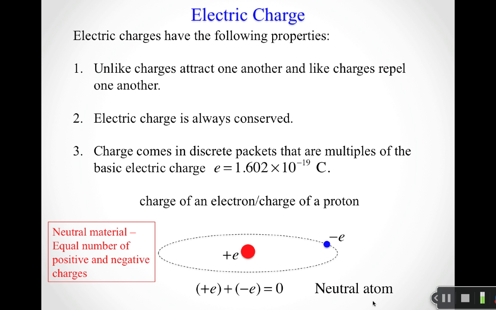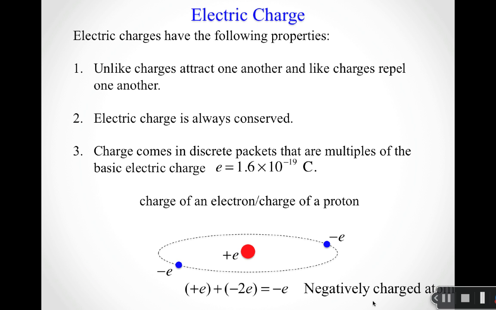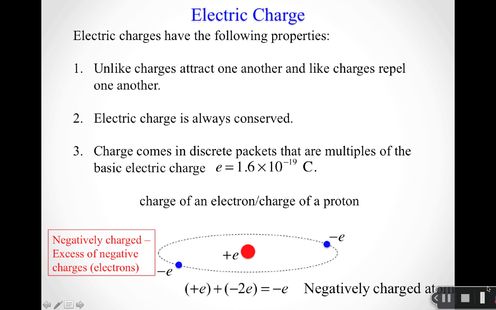Neutral material is another way of saying, as a general rule, it doesn't mean no charge. As a general rule, what it means is the same number of positive and negative charges. So just like in our neutral atom here, if I add an additional electron, now I've got a negatively charged atom, because it's one proton, positive e, two electrons, so minus 2e, so I've got a net charge of minus e. I've got a negatively charged atom.